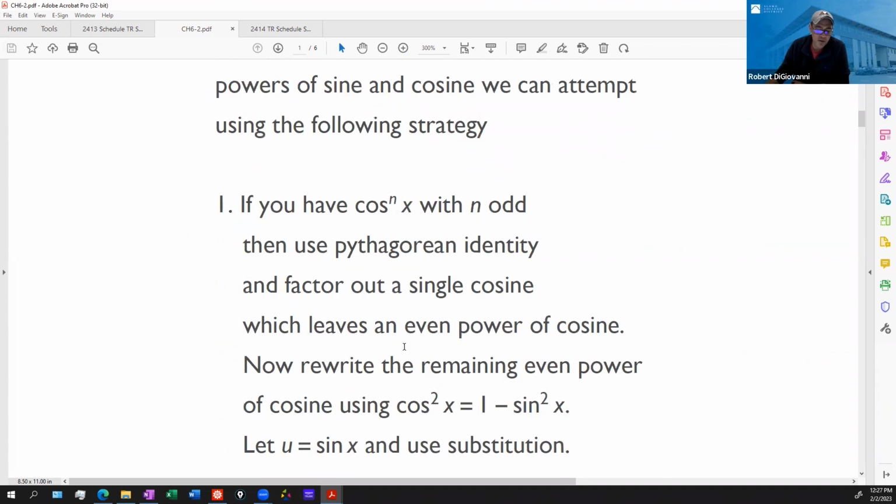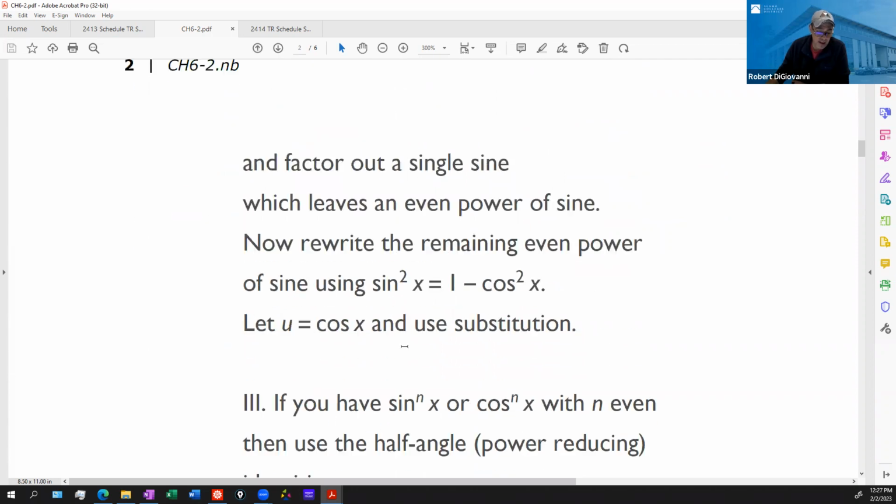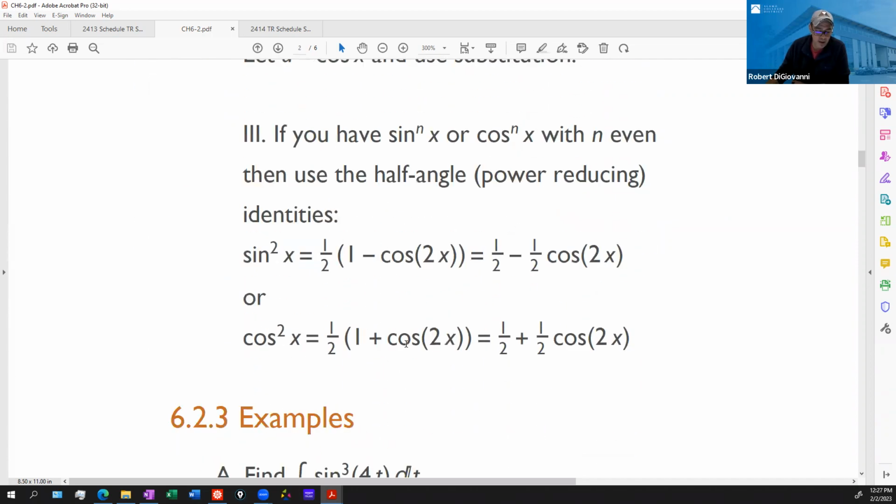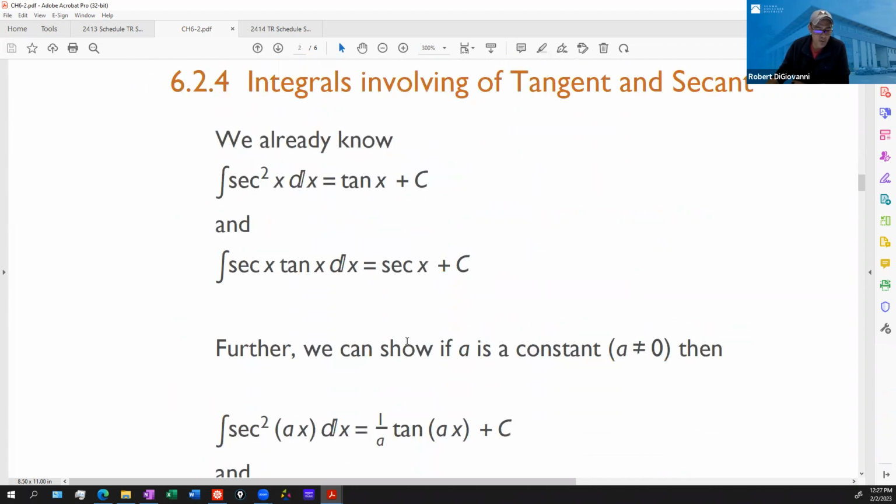Well, if we're going to do integrals that involve secant and tangent, there are some things that we need to know. So we already know that the antiderivative of secant squared is tangent. Like that we know from Cal 1: the derivative of tangent is secant squared.